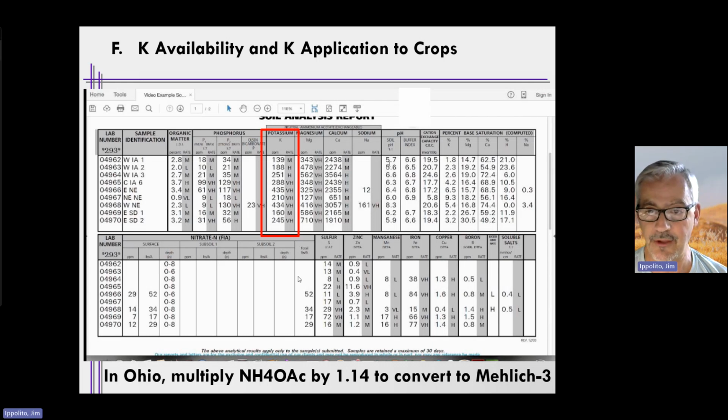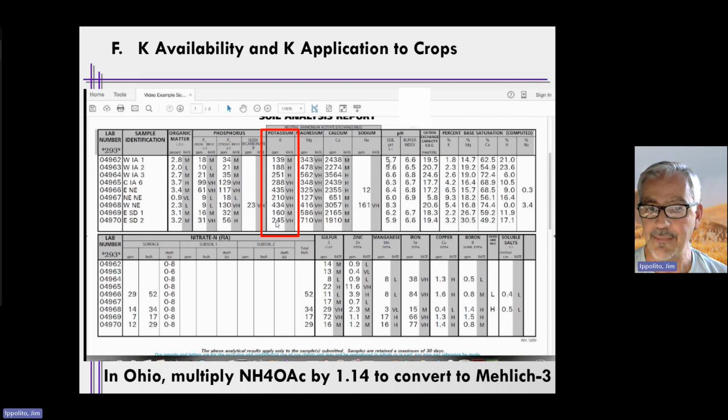There's a lot of information on this test report, but what I highlighted here was potassium. And this is actually extractable potassium in the exchangeable form. Really, it's exchangeable potassium concentration plus whatever potassium is in soil solution. These numbers of potassium are in parts per million or milligrams per kilogram, and they are extracted with something called neutral ammonium acetate. It states up here, and it's exchangeable, which is stated inside the parentheses.